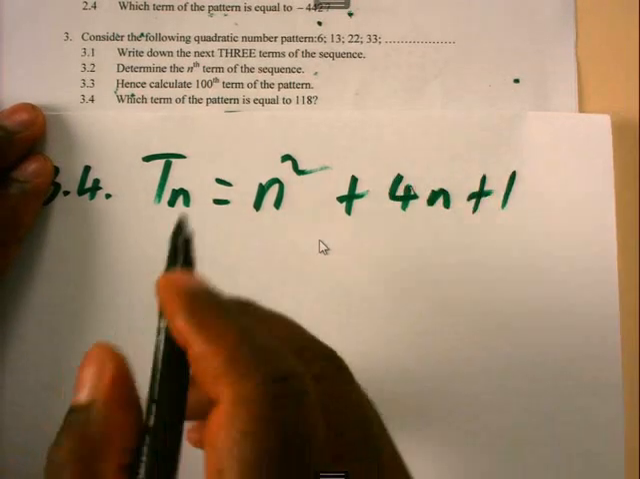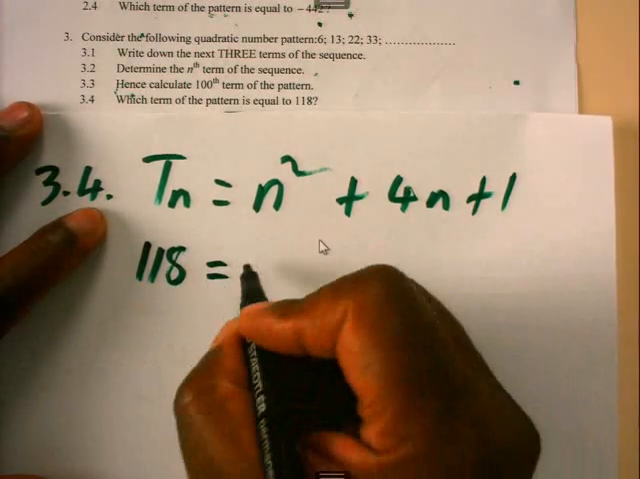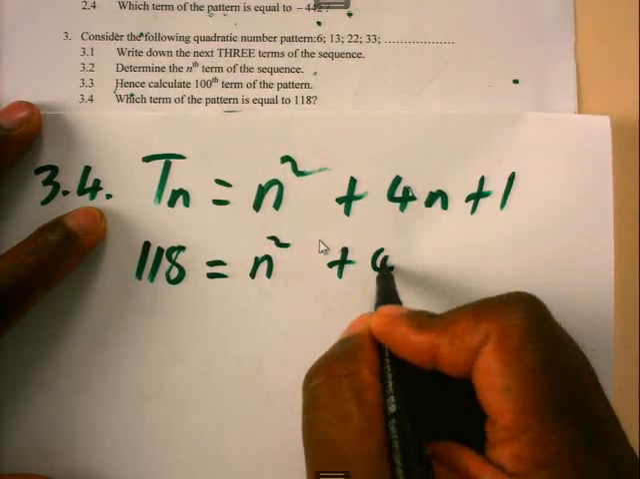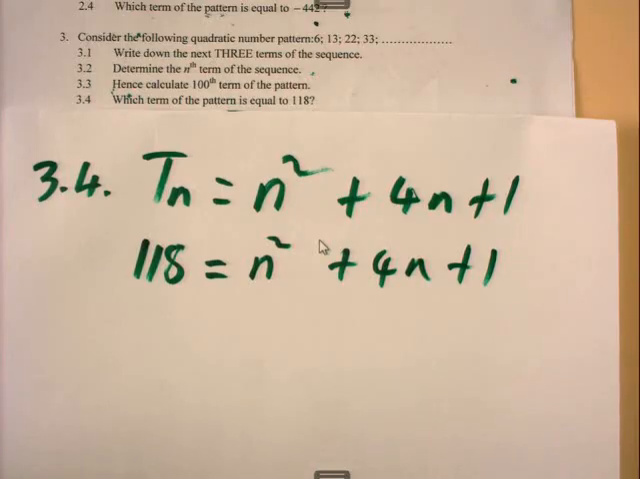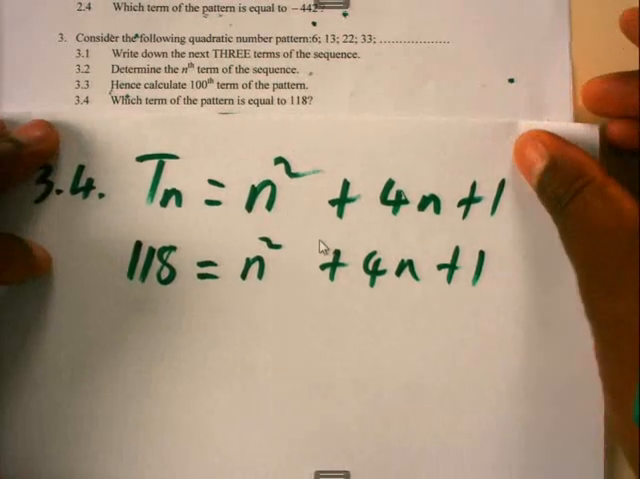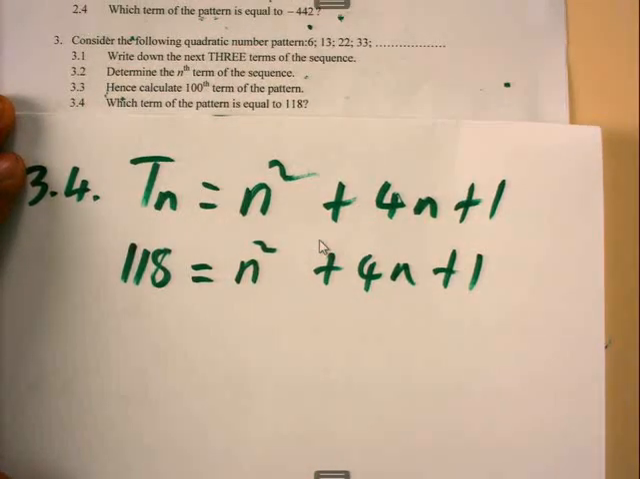So all we have to do is substitute Tn here by 118, which equals n squared plus 4n plus 1. Remember what I said earlier: n indicates the position of a term in a sequence. So if we can determine the value of n, we will know the exact position of 118. At the moment, I personally don't know. I need to work it out first. Once I've worked it out, I will know exactly the position occupied by 118 in the sequence.